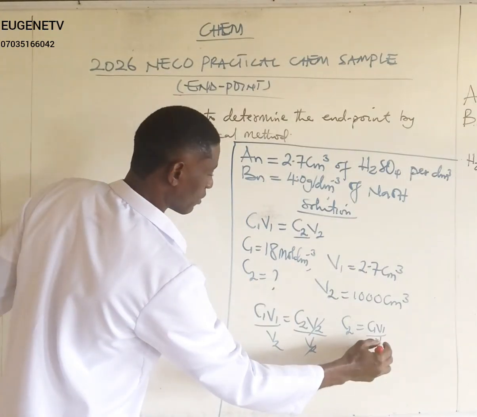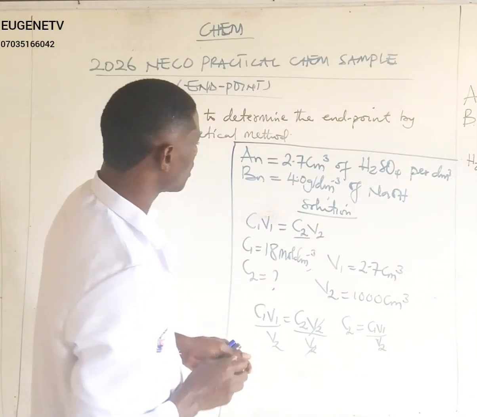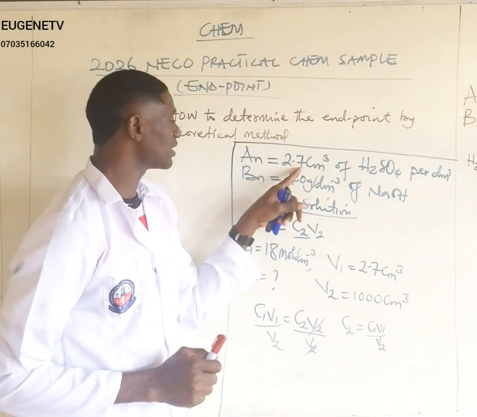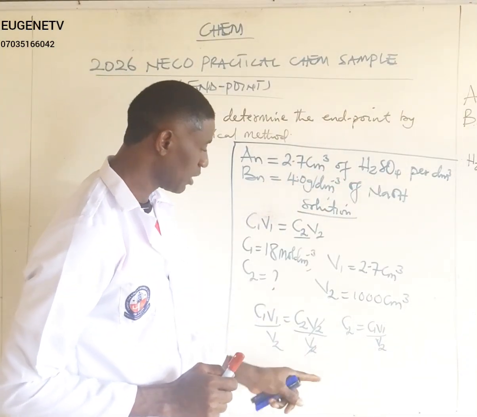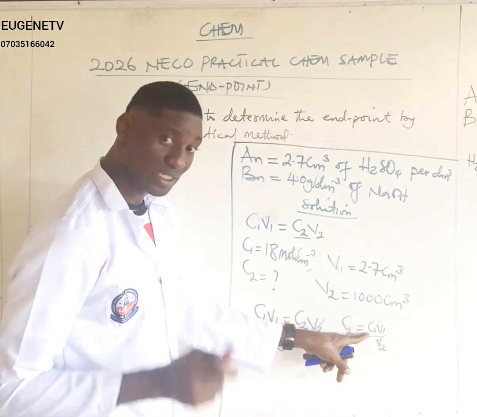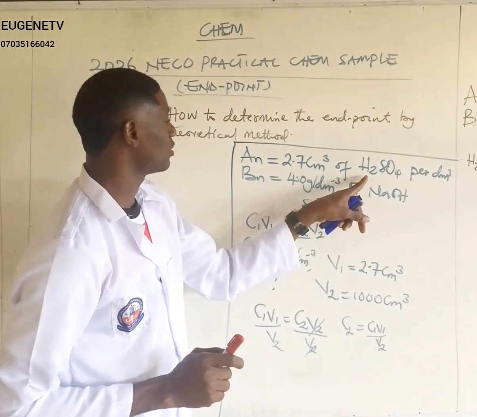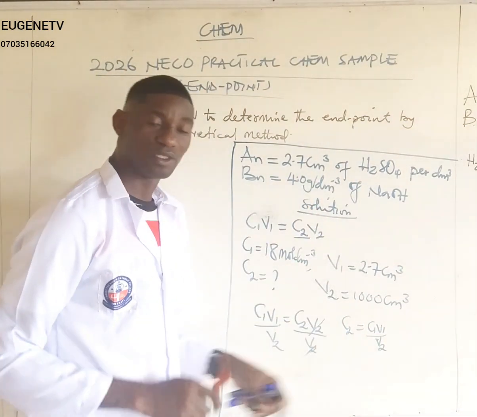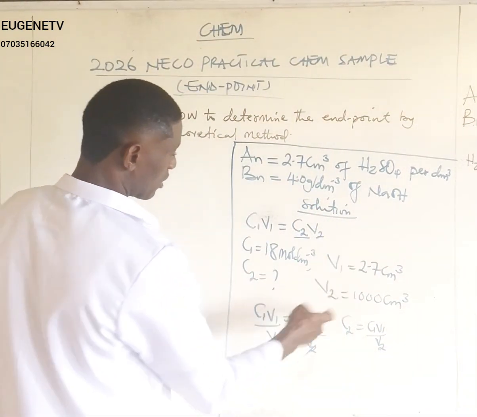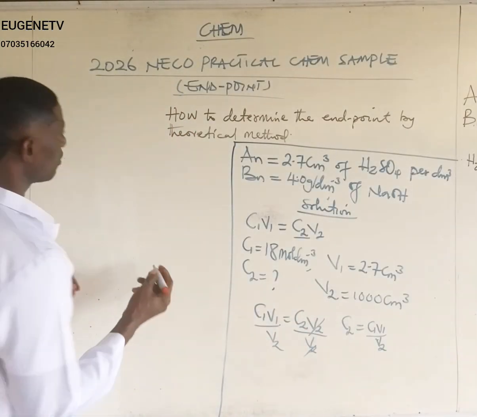This simply means that if we want to find the concentration of the acid when we have dissolved 2.7 Cn cube of the acid in 1 Dn cube, we are going to multiply the initial concentration of the acid, that is the stock acid, by the initial volume, that is the volume we are asked to dissolve in 1 Dn cube, and then divide by the final volume. Of course, in this case, the final volume is going to be 1000 Cn cube. Okay, let me come this way.